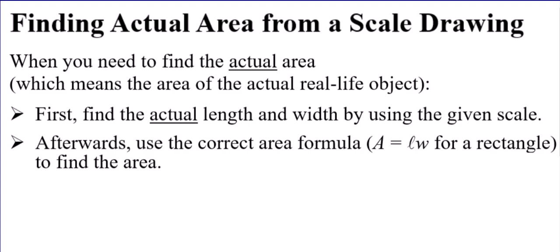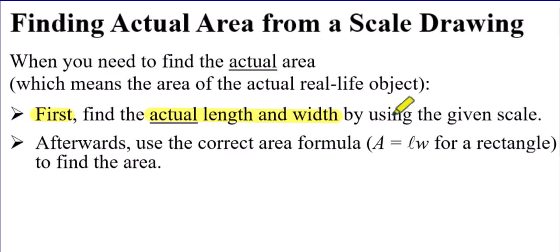Okay, let's turn to the page. Finding actual area from a scale drawing. When you need to find the actual area, which, by the way, means the area of the actual real life object or the real life room, if we're talking about blueprints of a floor plan, actual area first requires finding the actual length and the actual width. Now, this is very important. I would highlight this or underline this. You first have to get the actual length and the actual width. So not just the length and the width from the blueprint or from the scale drawing. You need to find out what is the actual length and the actual width.